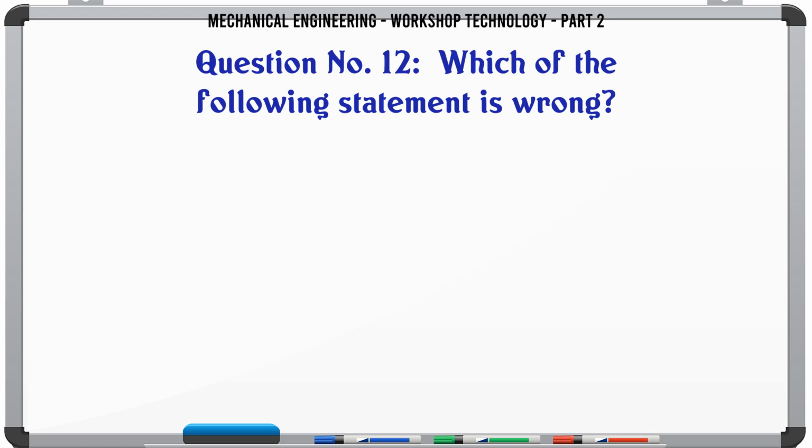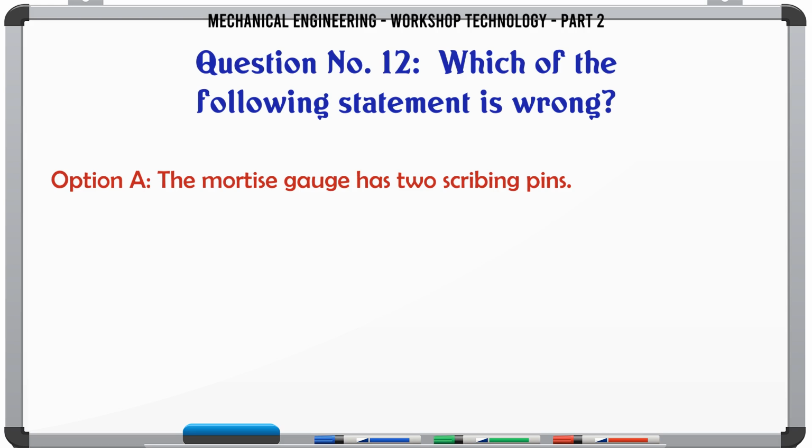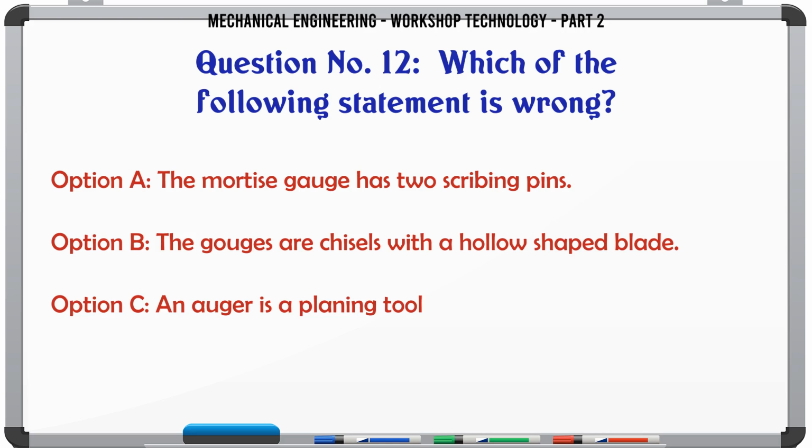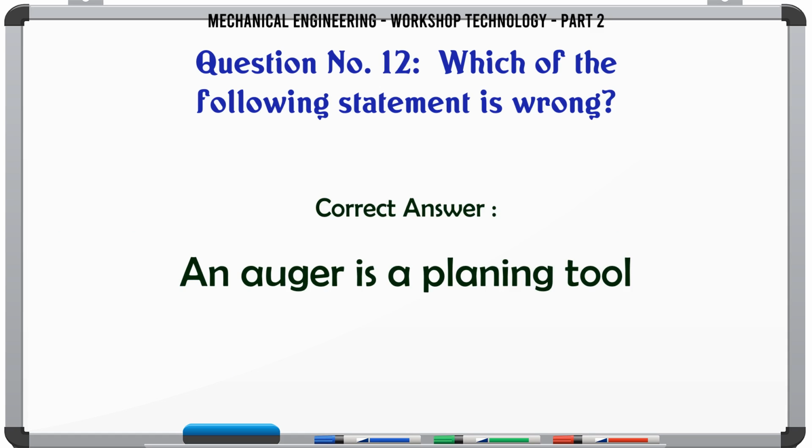Which of the following statements is wrong? A. The mortise gauge has two scribing pins, B. The gouges are chisels with a hollow-shaped blade, C. An auger is a planing tool, D. All of these. The correct answer is an auger is a planing tool.